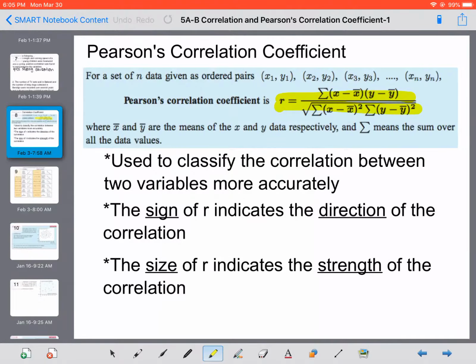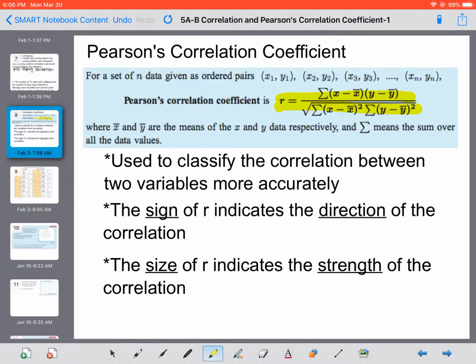Don't get stressed about the math symbols here. That E, if you recall, is sum, and then it's x minus the x bar, where the bar above it means the mean. So it's your x data value minus the mean times the y data value minus the mean. And then it's all divided by the square root of the sum of your x minus x mean, squared, times the sum of your y minus y mean, squared. And we will go through a problem to truly understand how to do that by hand.